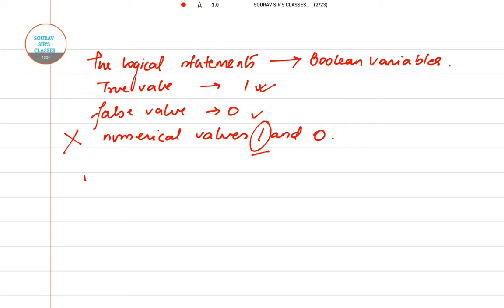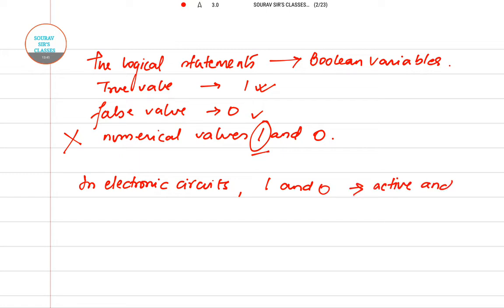Now in case of electronic circuits, the symbols 1 and 0 are used to represent active state and passive state. In simpler words, active state means on state and passive state means off situation. Okay, so it is of a circuit component, and this can be anything, a diode or a transistor or a switch, etc.